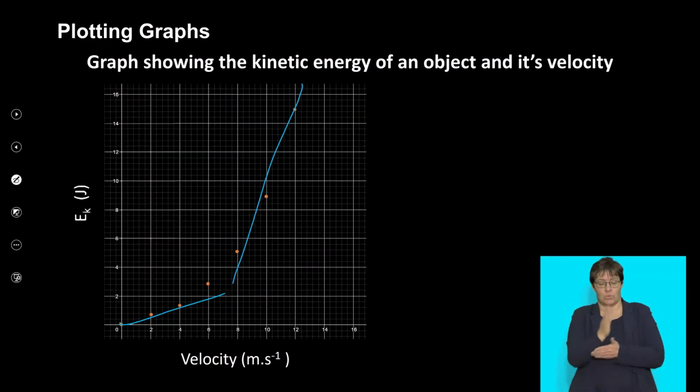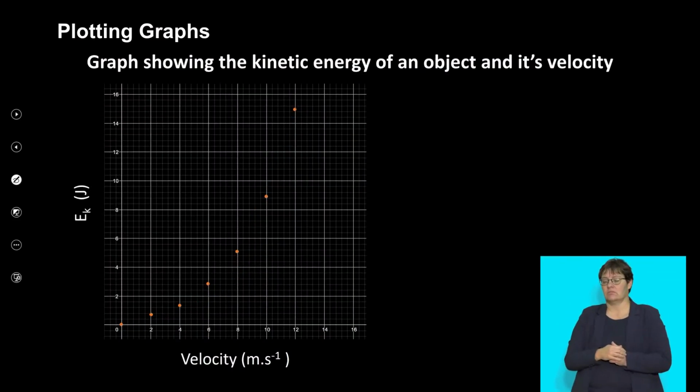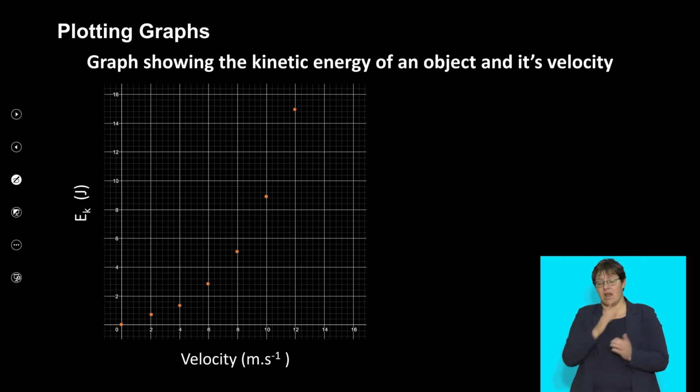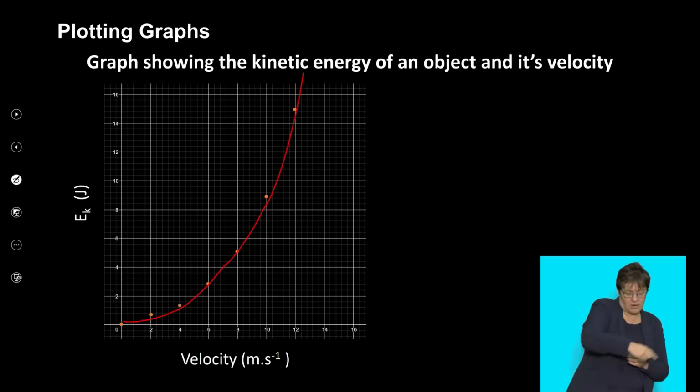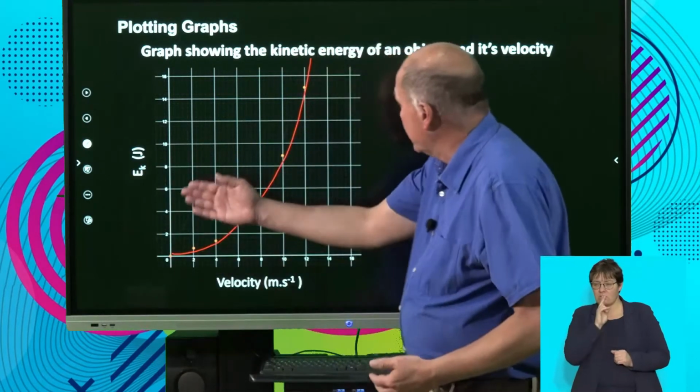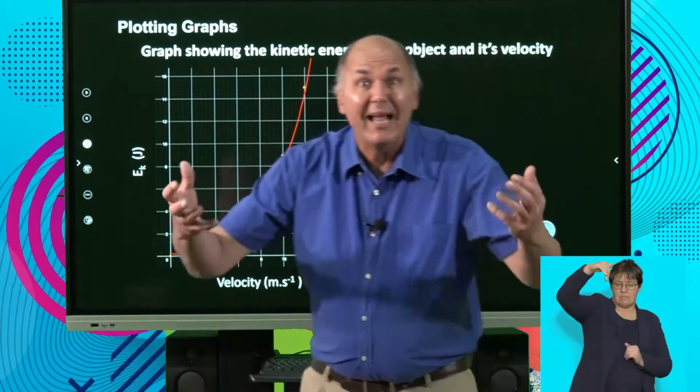So to do this properly, we're going to erase all of those, and let's put the line in as accurately as we can. And I'm going to just do something like that. And although it's a little bit wobbly, with practice you'll get better, and make sure that you can see the shape of this graph looks a little bit like a parabola.